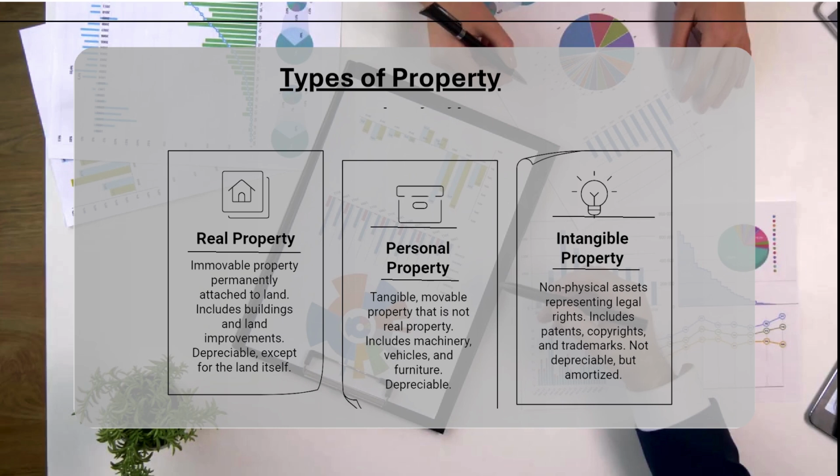There are different types of properties. One, real property, which is immovable property permanently attached to land, for example, buildings. Second, personal property. These are tangible, movable properties, for example, machinery, vehicles. So the real property and the personal property are depreciable. The third category is intangible property, which includes patents, copyrights, and trademarks. These are not depreciable but can be amortized.